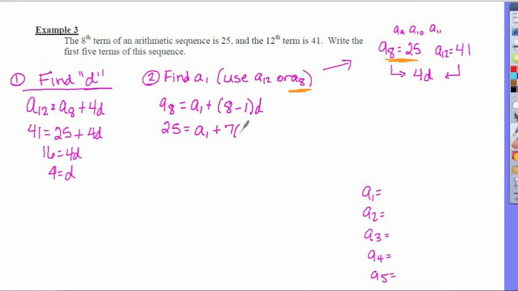Sorry about that. Okay, so I know that D is 4. So 7 times 4 is 28. Go ahead and subtract 28 from 25, so that's negative 3 equals A1.